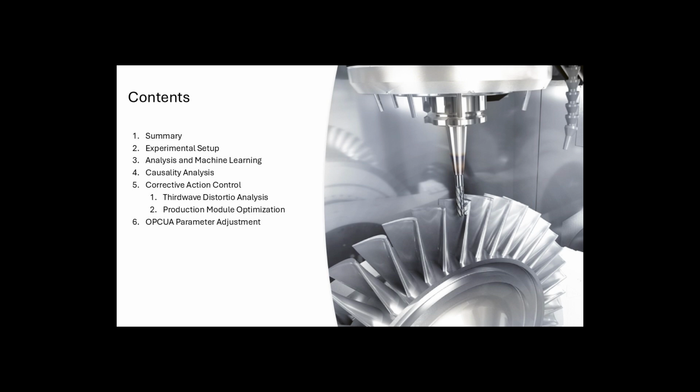What we want to show you is how we leveraged real-time data and artificial intelligence to predict part deviation as we were machining the part, and then how we used those predictions to apply corrective action control, and more specifically, how we communicated with the machine controller to apply changes to the parameters for the machining operation.